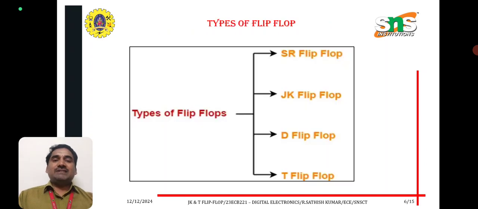Types of flip-flops. It consists of four types: SR flip-flop, JK flip-flop, D flip-flop and T flip-flop. SR is set reset flip-flop. JK flip-flop is another version of SR flip-flop. D is nothing but delay flip-flop. T is nothing but toggle flip-flop.